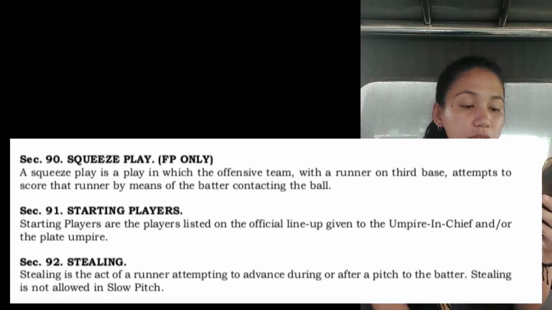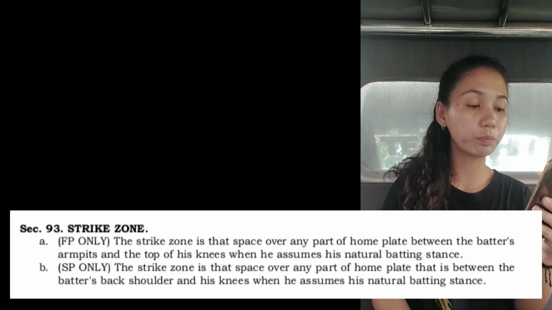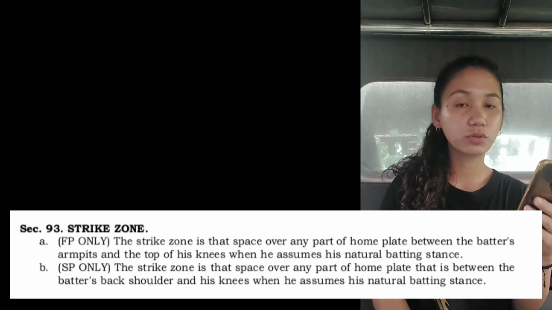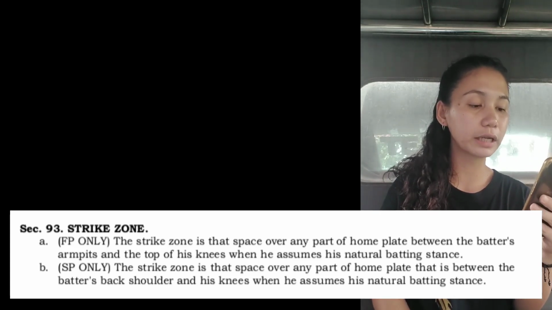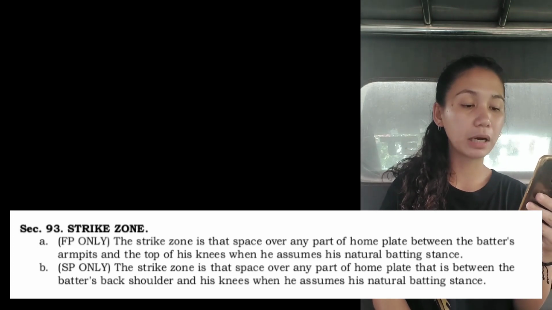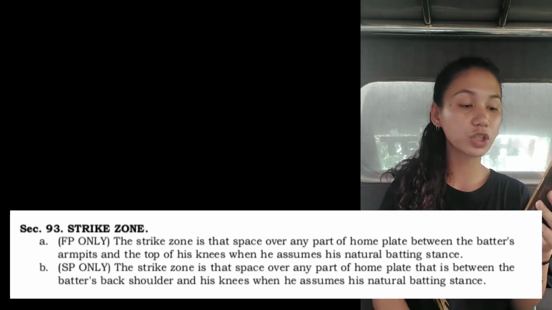So let's move on to section 93, strike zone. A, FP only: the strike zone is the space over any part of the home plate between the batter's armpits and the top of his knees when he assumes his natural batting stance. Next, B, SP only: the strike zone is that space over any part of the home plate that is between the batter's back shoulder and his knees when he assumes his natural batting stance. So that is rule number 1, section 93.